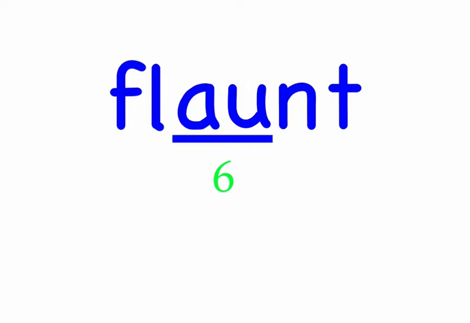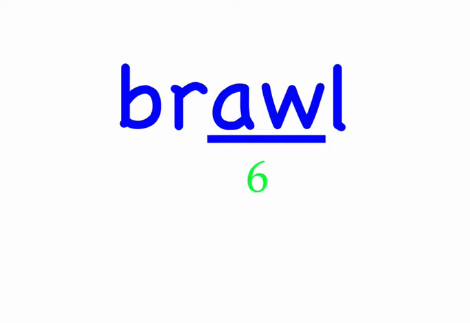Brawl. Brawl. There was a brawl outside the establishment. Brawl. 4 sounds. B, r, aw, ol. Brawl. Now, here we have AW. It's not at the end of the word, but we use AW to represent the sound aw here. So, as I indicated, we normally would use AU at the beginning of the word or in the middle of the word, but not always.